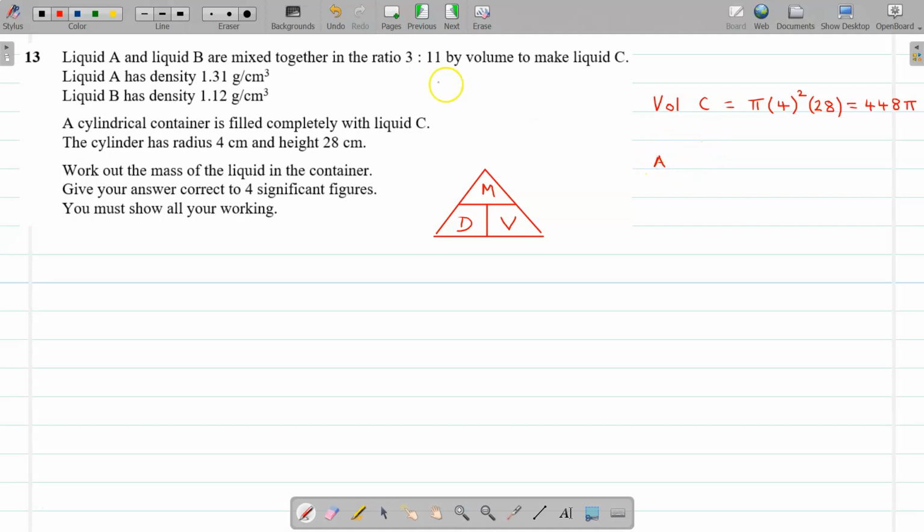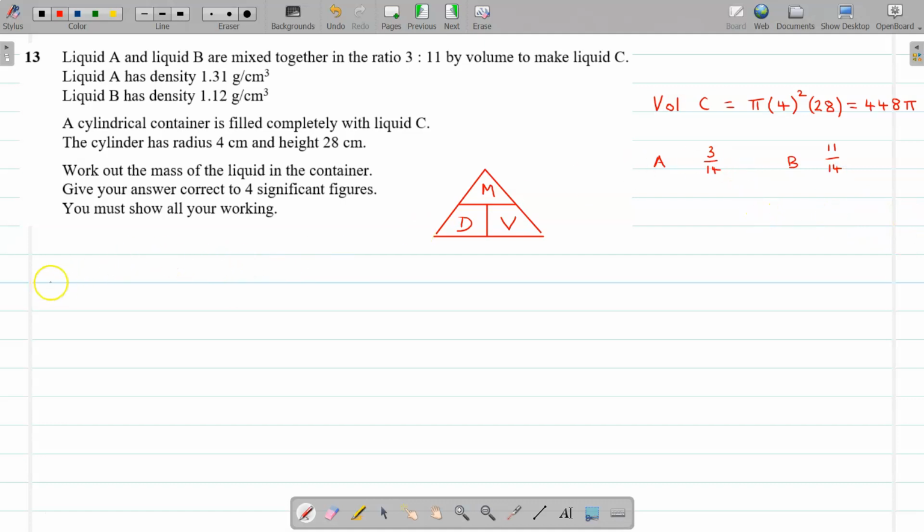Liquid A represents 3/14 of the total container. Okay, the 14 comes from 11 plus 3, and the container also contains liquid B, and it contains 11/14 of it being liquid B. All right, so just keep a note of those.